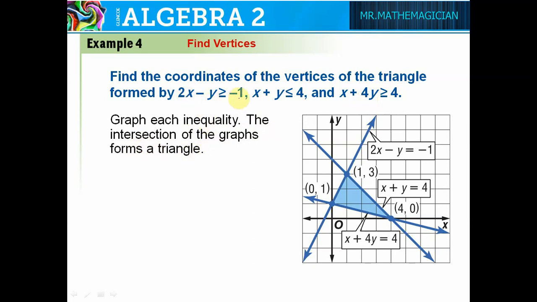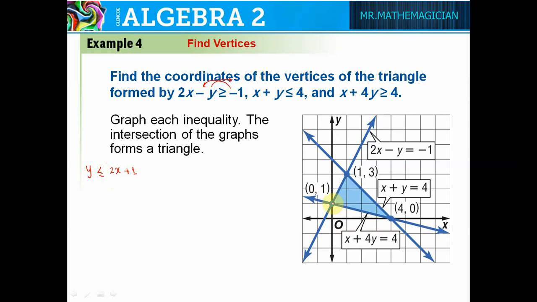Of course, to graph this one, we need to express it as an equation. So if you imagine that y will come to this side and negative 1 will be on this side, it takes this form: y smaller than or equal to 2x plus 1. So it has y-intercept at 1 and it has slope 2 over 1.